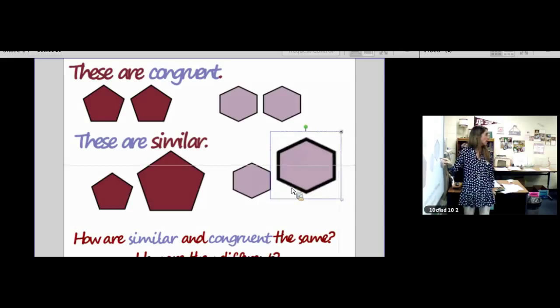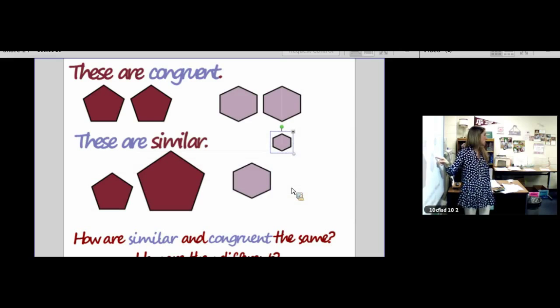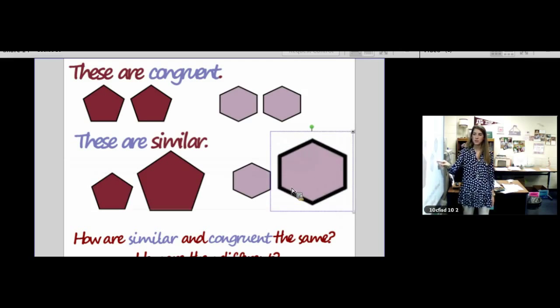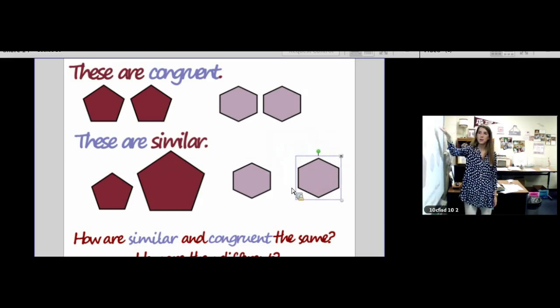Yeah. All of these shapes I'm creating right now are similar. This one is similar to this one is similar to this one, because I'm not changing the proportions. So that's how you would create a similar figure on a computer. How would you create a congruent one? Copy paste, like we've talked about.